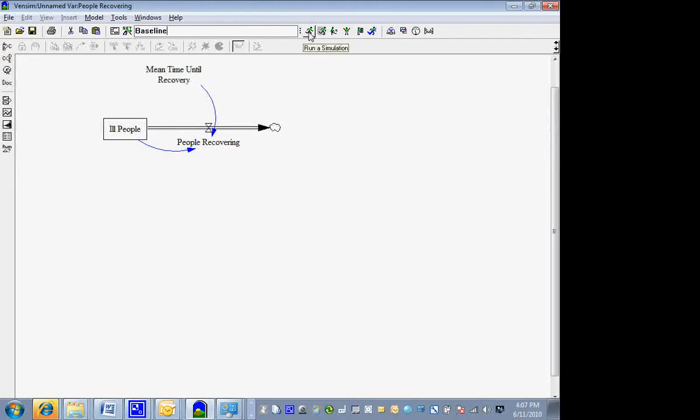I'm going to be able to view the results of that simulation later. I'm going to be able to go back and compare it to other results. I'm going to run one simulation with one assumption and another simulation with another assumption. Then I can compare the results.